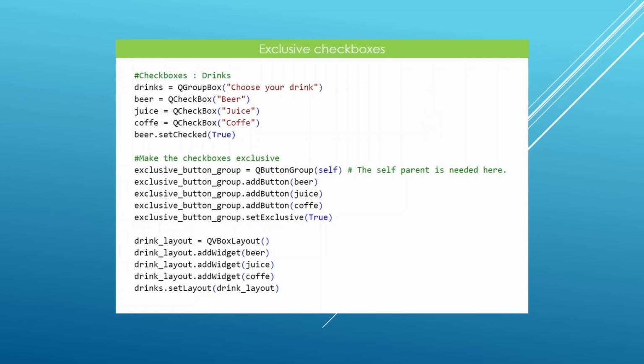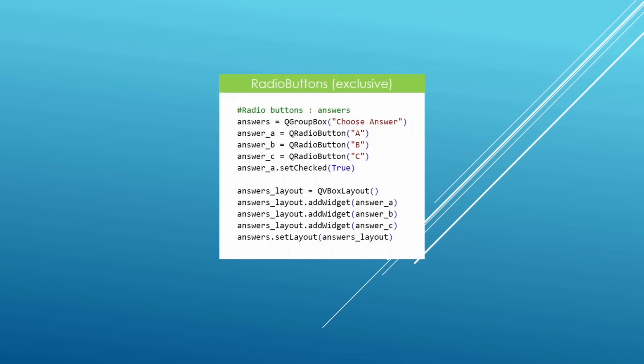If you want the default exclusive behavior, you can use radio buttons. And again, they work the same. We can have our group box here. Once we do that, we set up our radio buttons. We will be adding the radio buttons to a layout, okay? And we will be applying this layout to the group box that we have here using the line here. Now that you know this, I think we can head over to Visual Studio Code and play with this a little more.